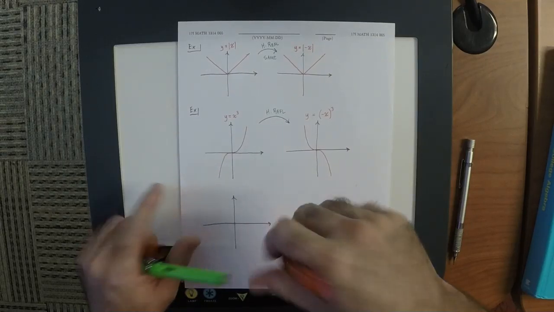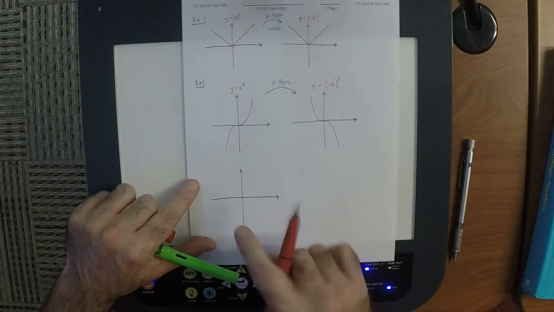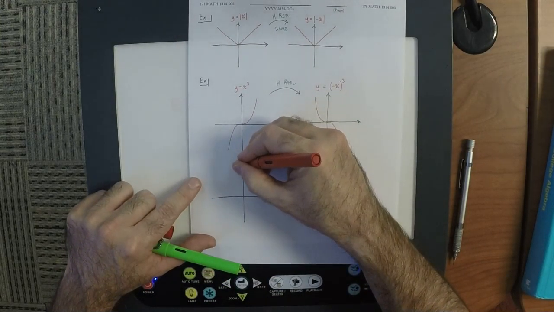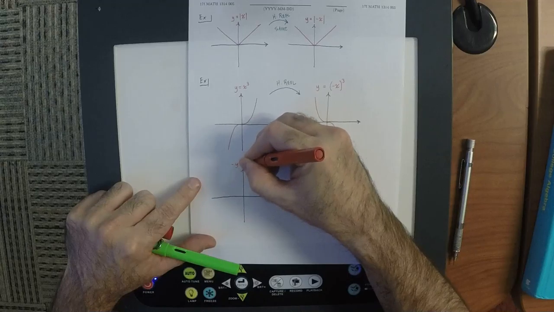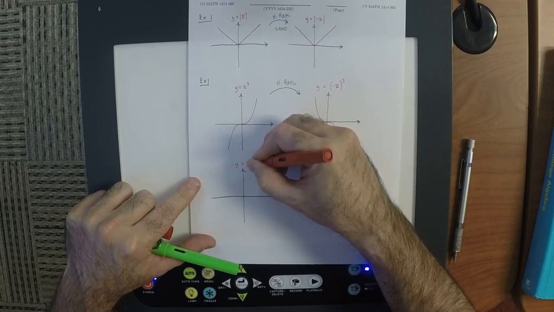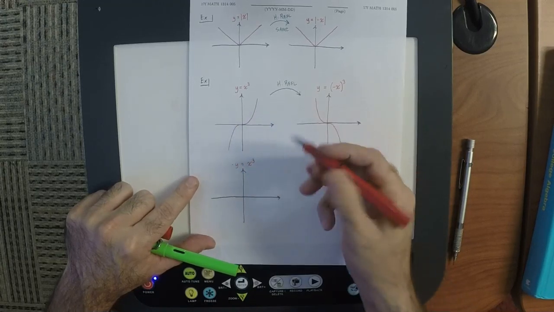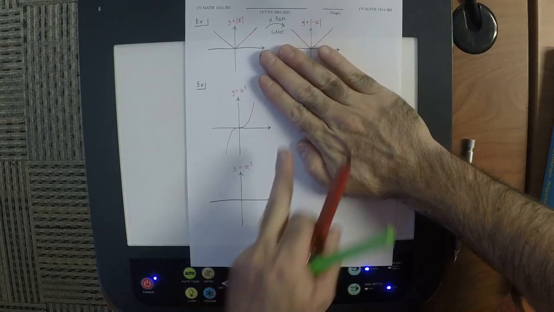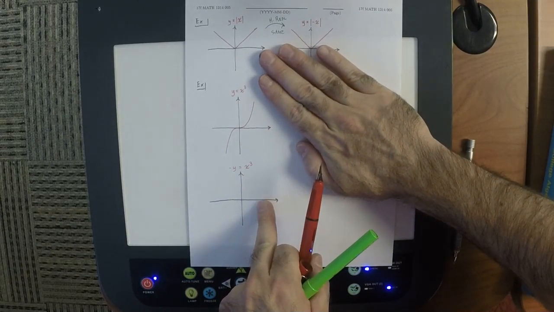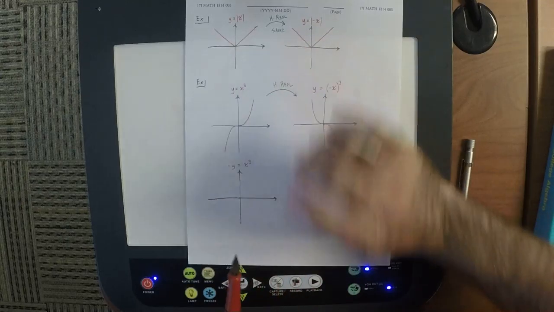Now, on this one down here, I want you to plot negative y is x cubed. So what is it that I'm requesting for this one? In comparison to the first one, what is this one? It's a vertical reflection.